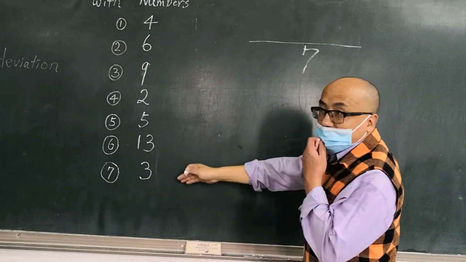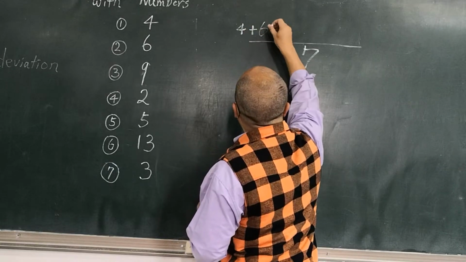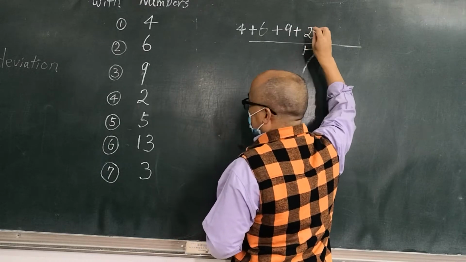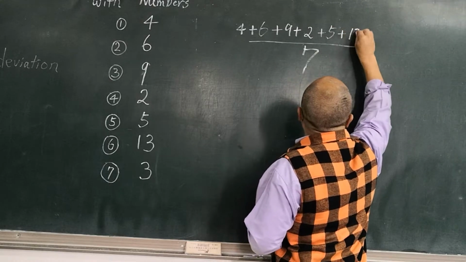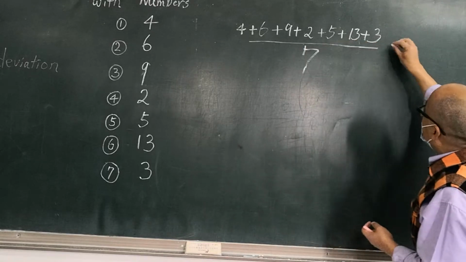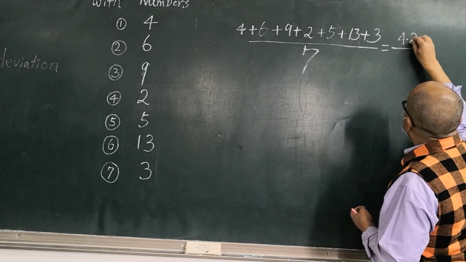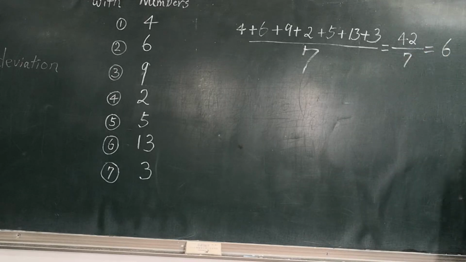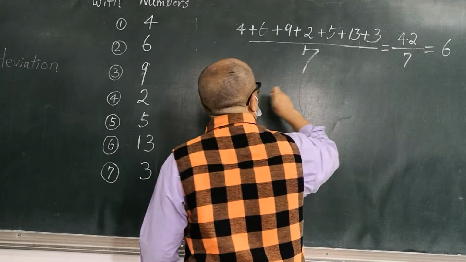You add them: 4 plus 6 plus 9 plus 2 plus 5 plus 13 plus 3. And you add up to 42. Divided by 7 is 6. This is the mean.